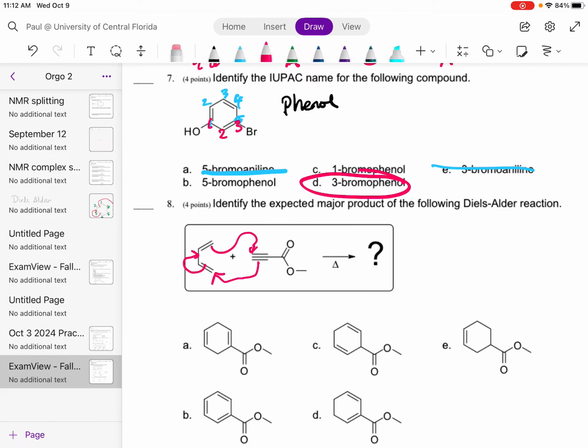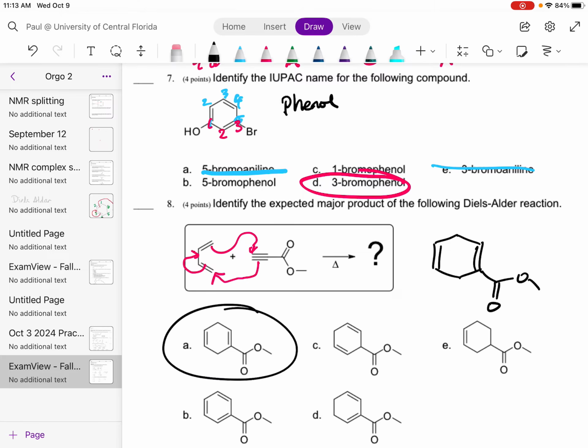Yeah. When we draw that product, what are we going to get? We will definitely get a 6-membered ring. And we only used one of the pi bonds there, so there's still the second one there. And then we're going to have our substituent coming off of it like that. And does any of those match that answer? And looks like A does.